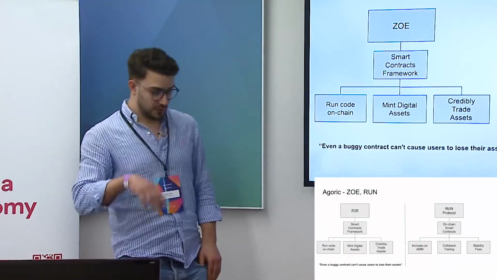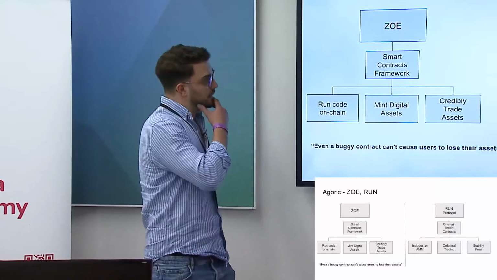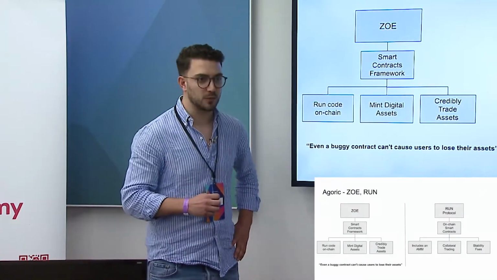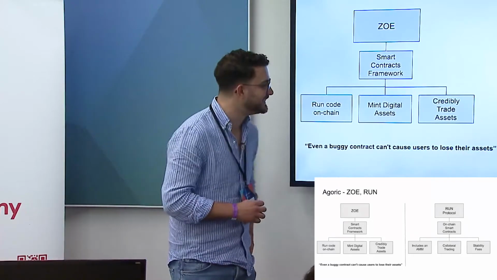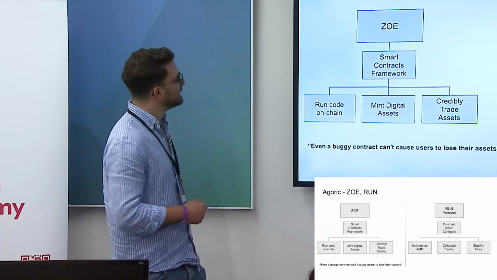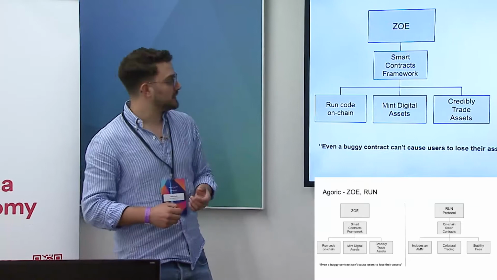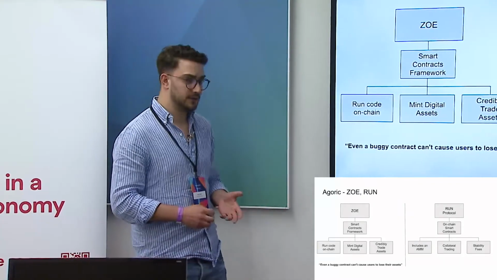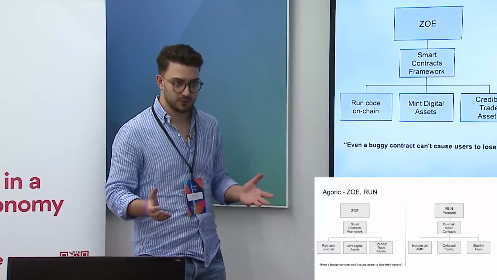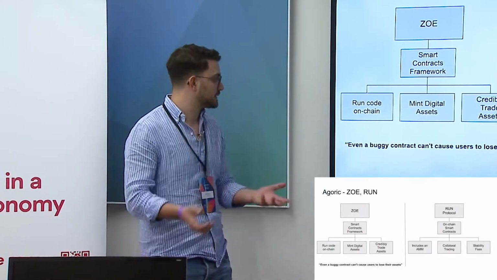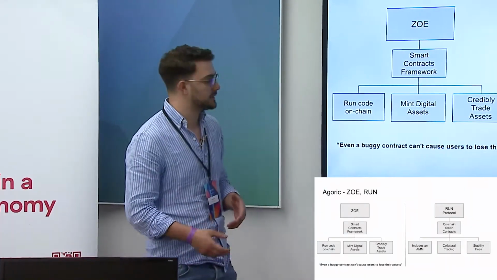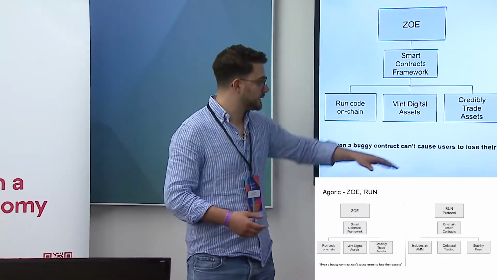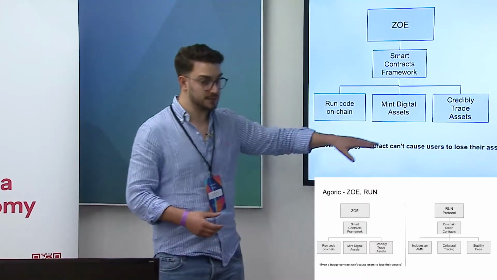Okay, two more important concepts that you might have heard about. Well, there's RUN there, but Dean probably won't like it because now it's Centre, but well, it is what it is. But let's first start with Zoe, the escrowing service. You've probably already heard about it too, and it's basically the smart contracts framework of Agoric. So it runs code on chain, it mints digital assets, but the most important part and what's the real game changer here is that it credibly trades assets.